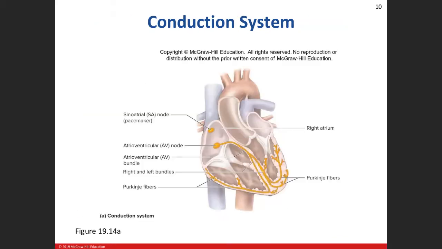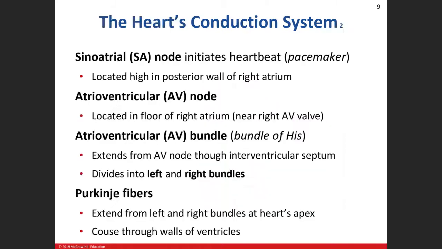I'm going to come right back to this slide here. So here's the sinoatrial node, or the SA node, on the posterior wall of the right atrium. Then on the bottom, or the floor, there's our AV node. And then we have our atrioventricular bundle, or the bundle of His. Then it branches off into right and left bundles, or bundle branches. And then eventually down here we get into our Purkinje fibers.